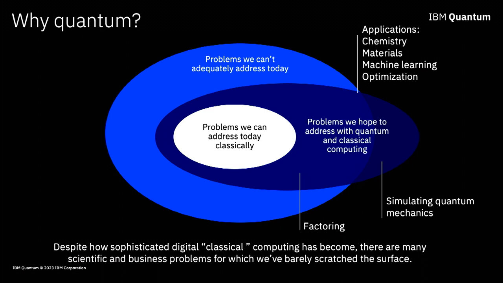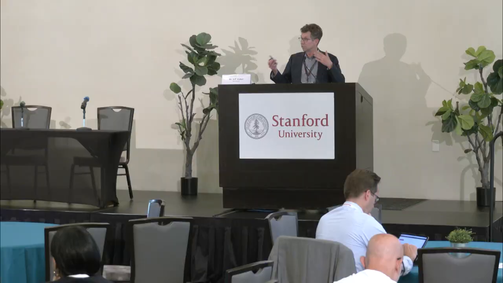The classes of problems and applications include anything to do with simulating quantum systems themselves, so chemistry and materials, very obvious. Machine learning and optimization problems you've heard people talk about as well. Simulating quantum mechanics directly. And of course, factoring itself. And factoring is what leads people to the concerns around the ability to break the encryption we use today for encrypting transactions on the internet, like credit card transactions, or of course all the archives we have in our files in governments and companies.